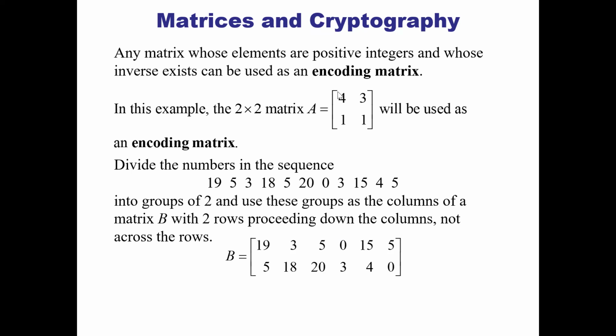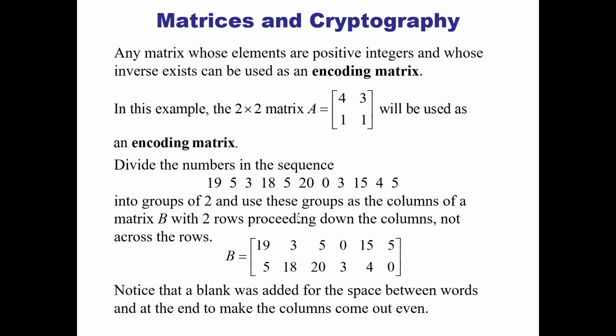Now, if this had been a 3 by 3, then we'd have a 3 by whatever it ends up being. So it'd be 19, 5, 3, and then 18, 5, 20, and then 0, 3, 15, and then 4, 5, 0. Okay. So it all depends on what your encoding matrix looks like. So that's our B, and again, it shows the blank at the end to make the columns come out even.